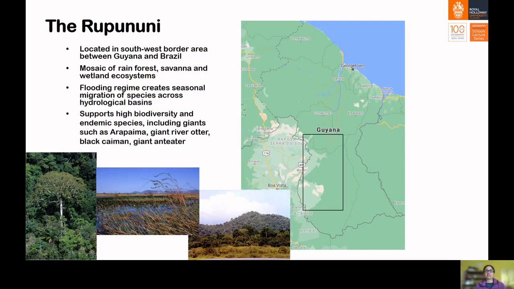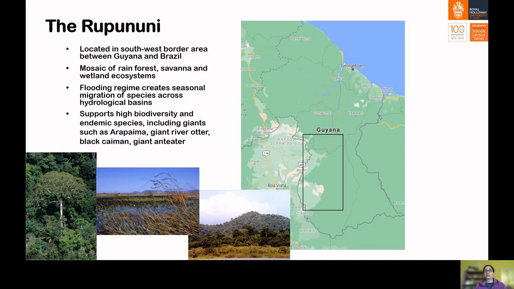The region has a very distinct wet and dry season climatically, and so during the rainy season, you have a lot of flooding, and this flooding regime creates a kind of seasonal migration of species across different kinds of waterways. And one of the theories is that you have the connection of the Amazon and the Essequibo hydrological basins that allow this migration of species, and that's why you have such high biodiversity in this region.